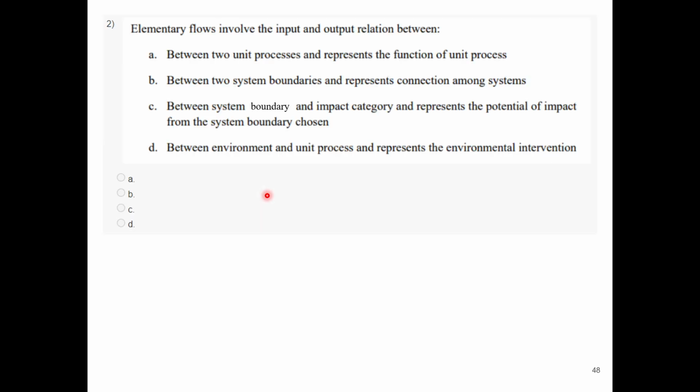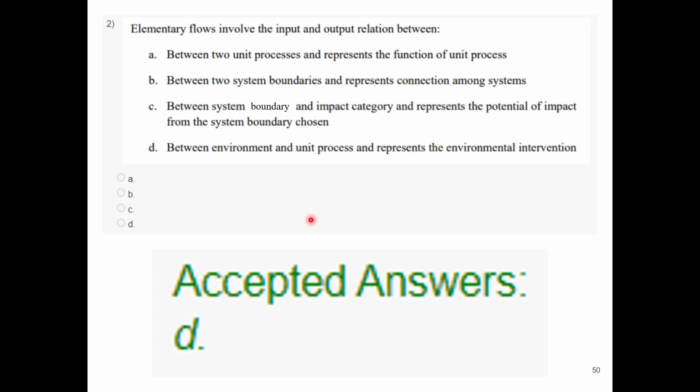So if you remember, elementary flows indicate the input and output relation between environment and unit process and represent the environmental intervention in terms of input taken into and output sent out of the system boundary. Okay, so that is basically the D option. Between environment and unit process and represents the environmental intervention. So D is the correct option.